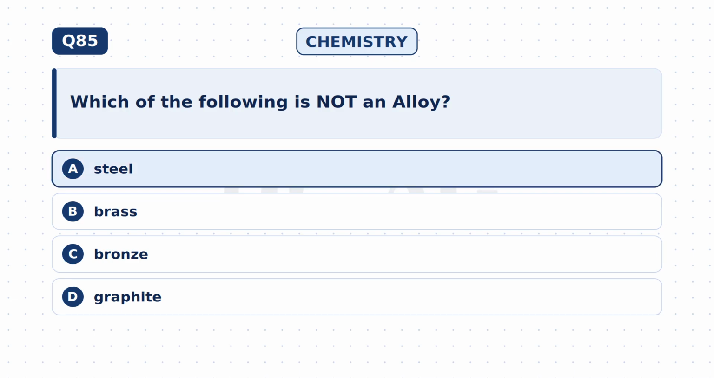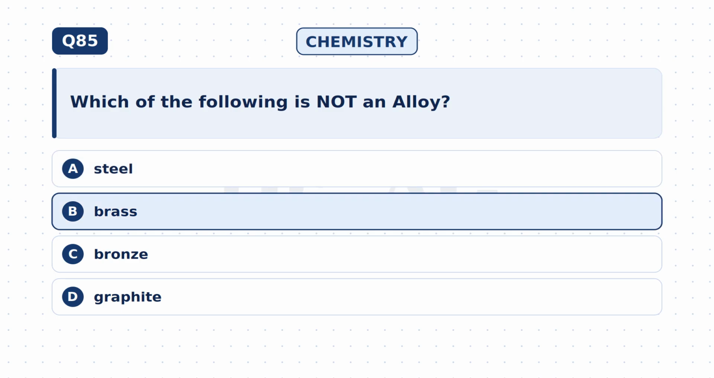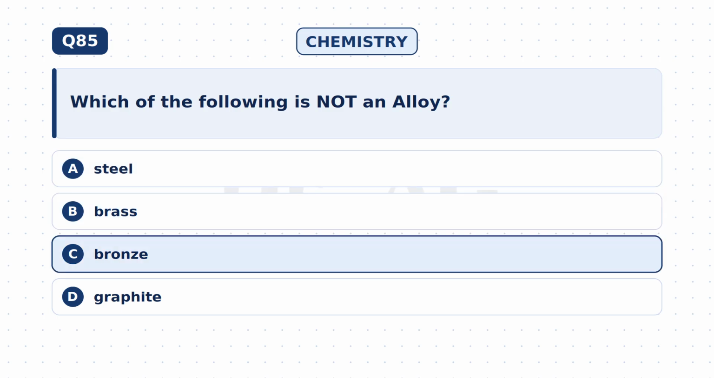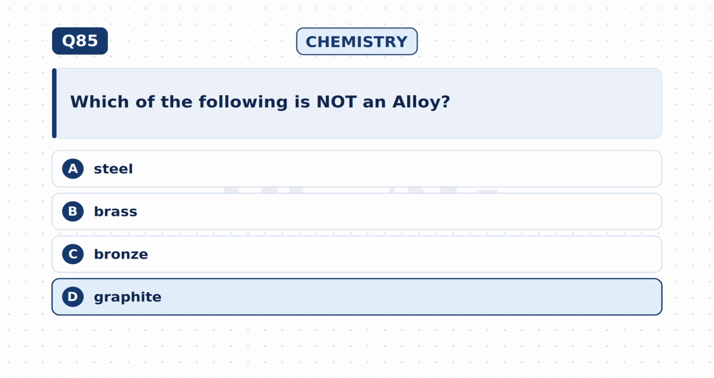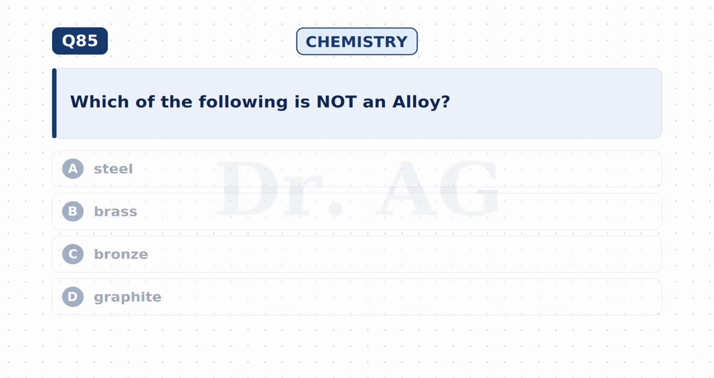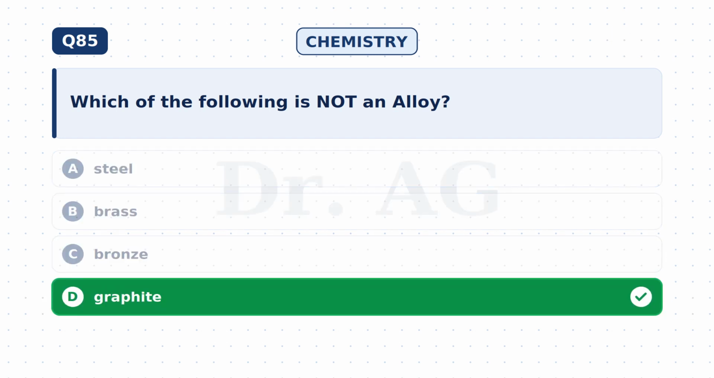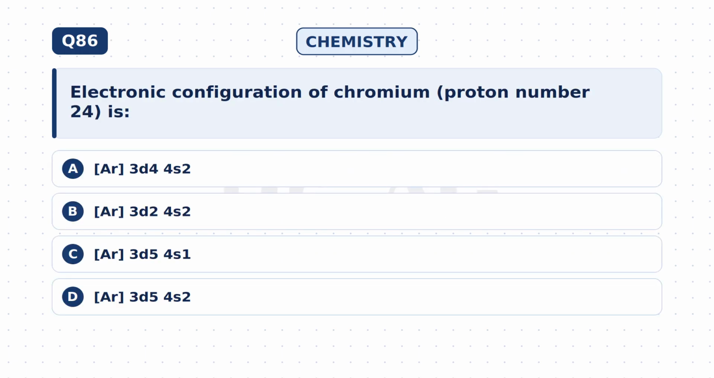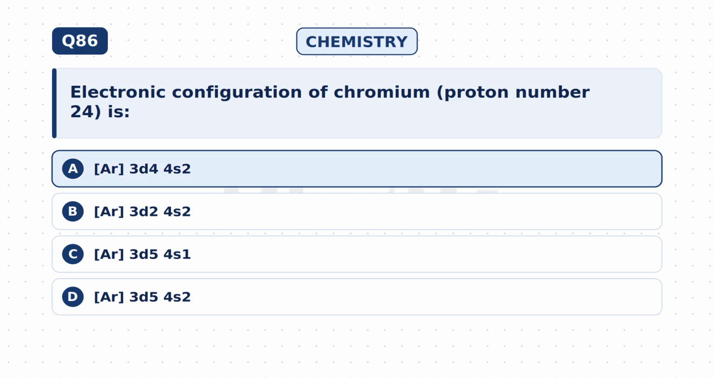Option A, steel. Option B, brass. Option C, bronze. Option D, graphite. The correct answer is D, graphite. Question 86. Electronic configuration of chromium, proton number 24, is: Option A, [Ar] 3d4 4s2.